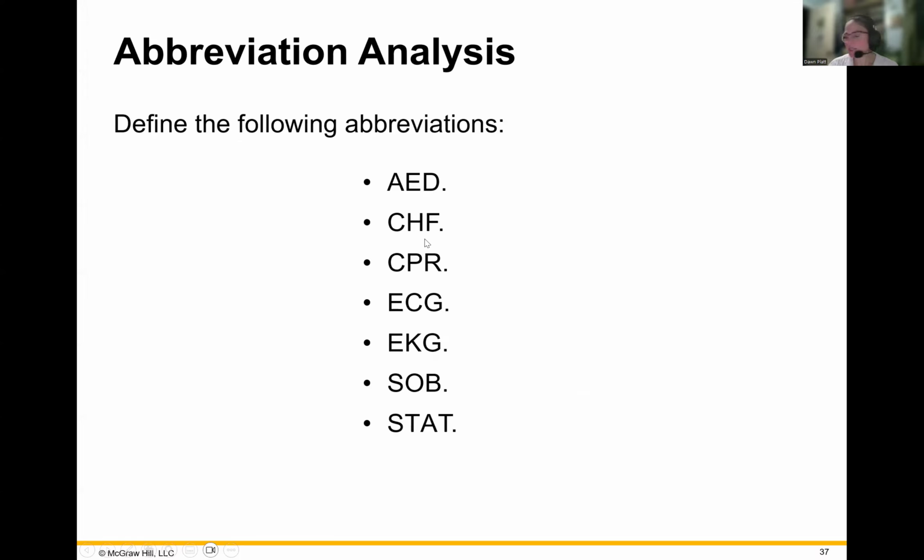And then abbreviations, you can see, again, the abbreviations are in that table at the very end of the chapter. Same type of table as before, where you're going to see AED, CHF, CPR, ECG, EKG, SOB, and STAT.